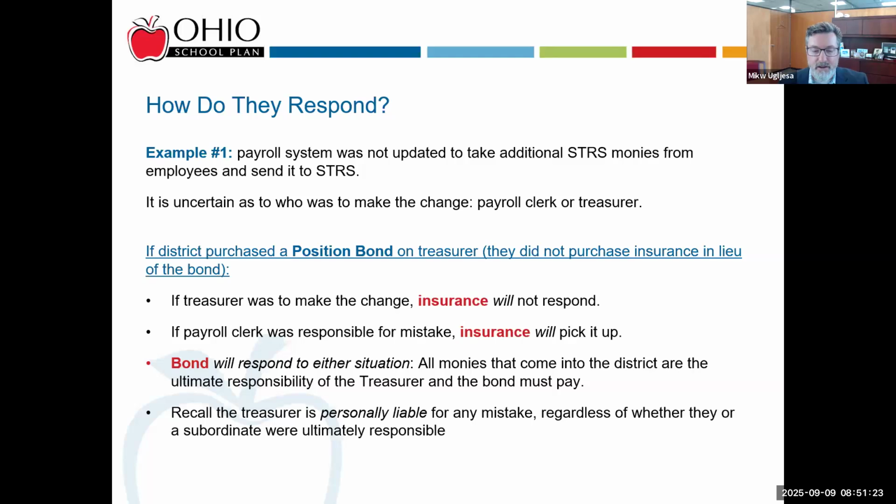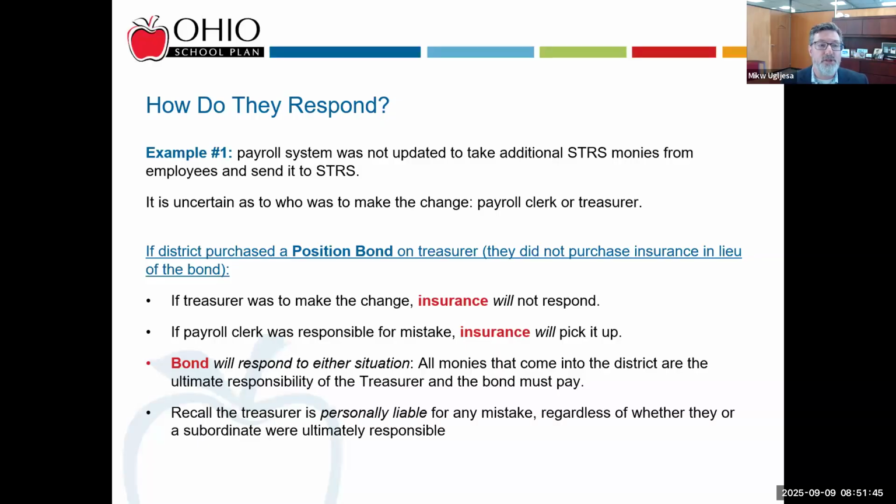And we've got a real life claim example. It's the same claim example. The names have been removed to protect the innocent, but the payroll system was not updated to take STRS money from the employee and send it to STRS. Okay, it was just a simple mistake. There's no malfeasance. Nothing was stolen. It was more procedural, operational.